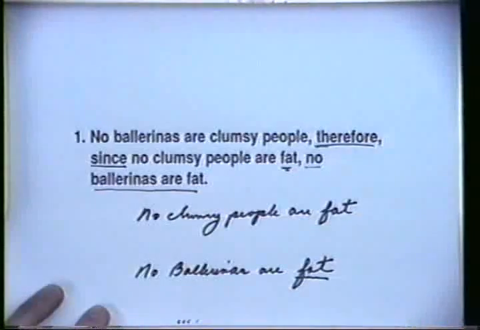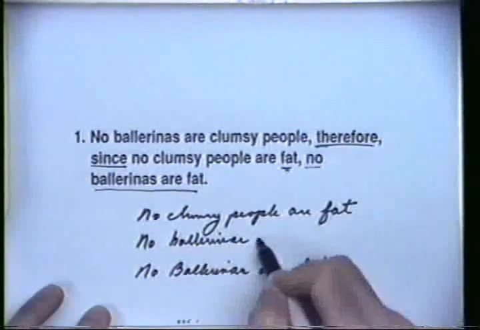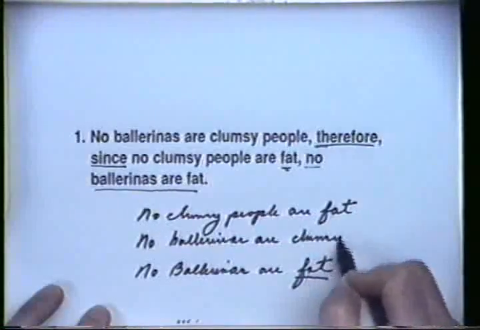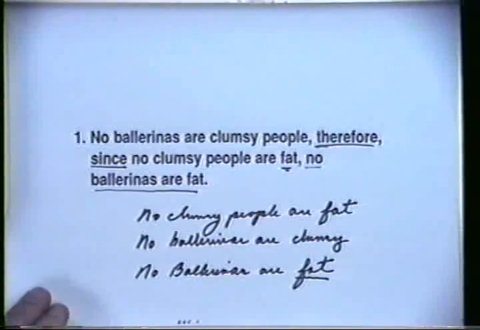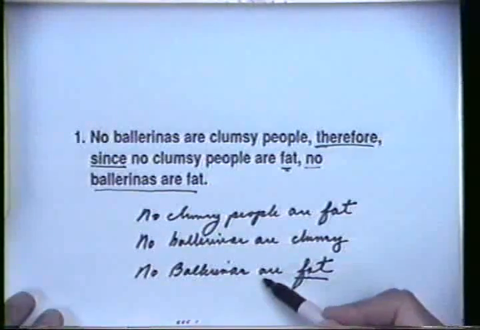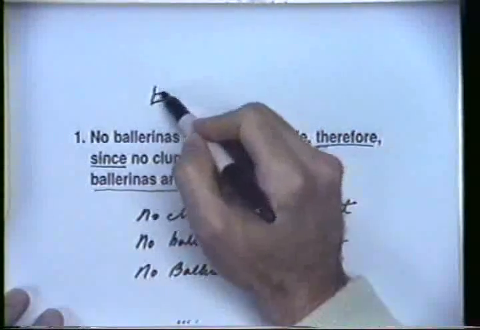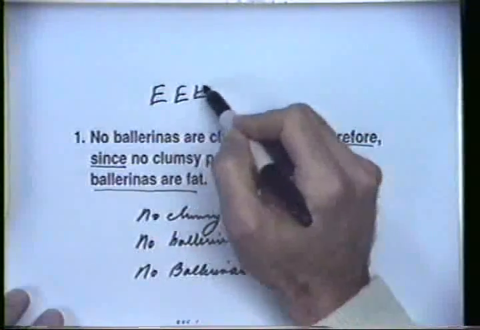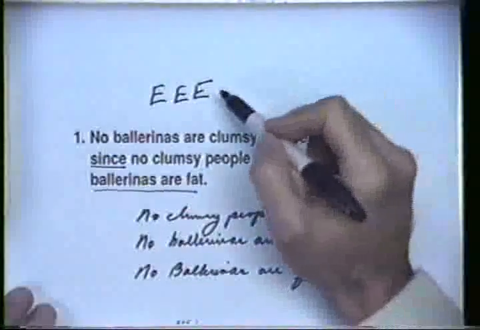Okay, and the minor premise then will obviously be what's left over. No ballerinas are clumsy. So there is the correct form of the syllogism. And now what we need to do is to determine the mood and the figure. Well, notice that both premises and conclusion are the same type of sentence. They are an E sentence, so we have E, E, E as the mood of this syllogism.